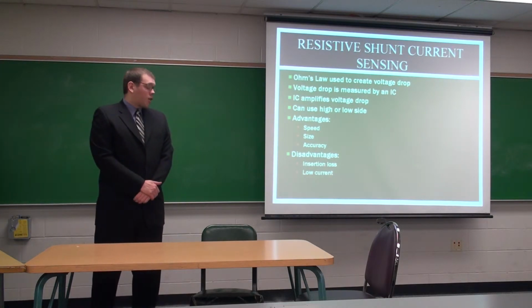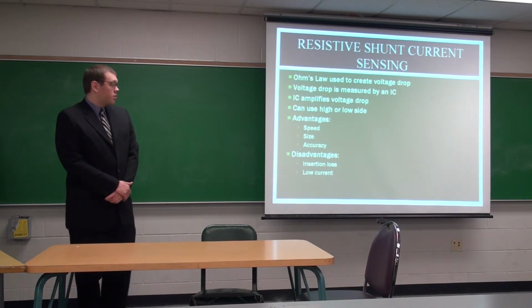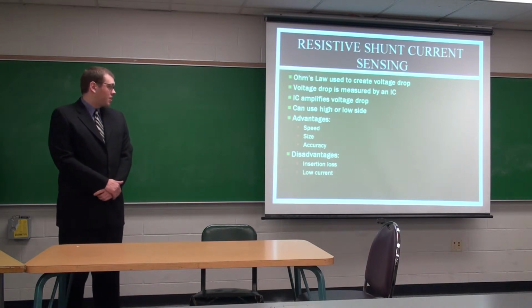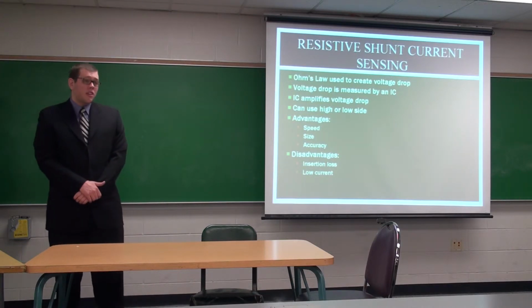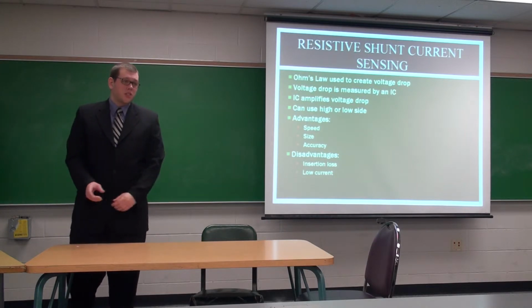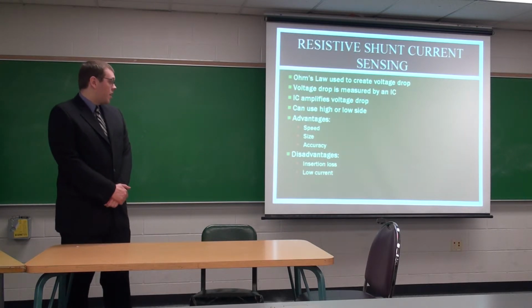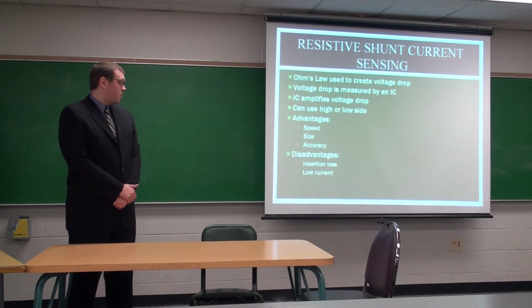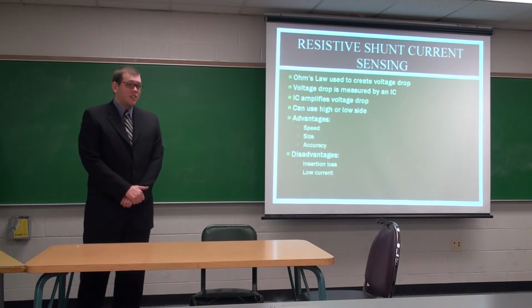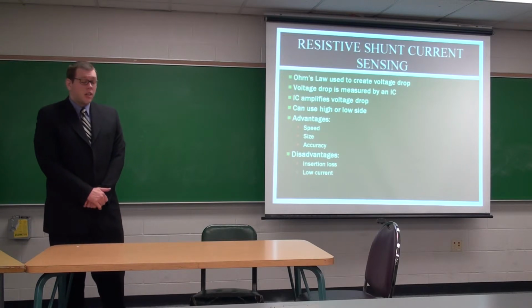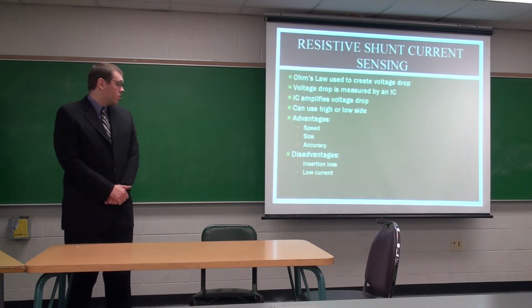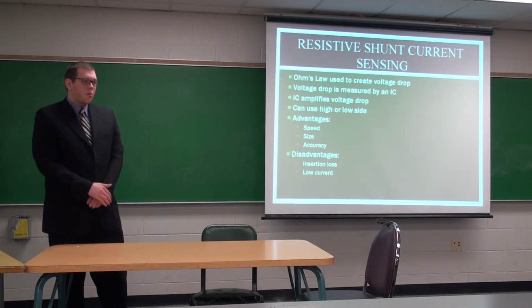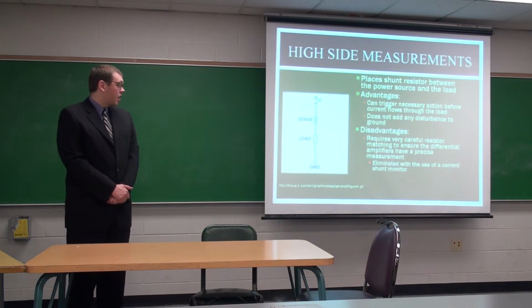Advantages are it's a lot quicker than the other methods we were looking at. It's a lot smaller than the other method because it's just a resistor and some ICs. And the accuracy is a lot better. Disadvantages are that because you have multiple ICs, there is an insertion loss, and that it only handles low current, which is normally microamps to somewhere in the amp range. You can't handle anything higher.